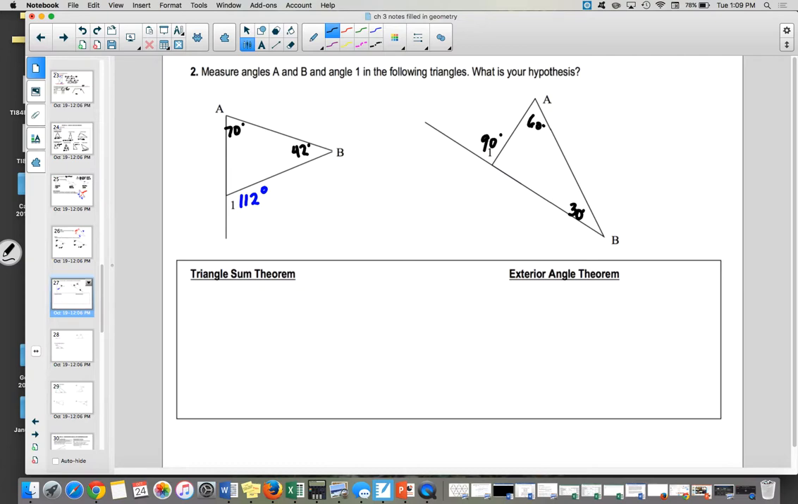So can you make a hypothesis? What do you guys think? What's the relationship between A and B and angle 1? They add up to be angle 1. They do. Okay, so then that should always happen. So the measure of angle A added to the measure of angle B equals that exterior angle, the measure of angle 1.